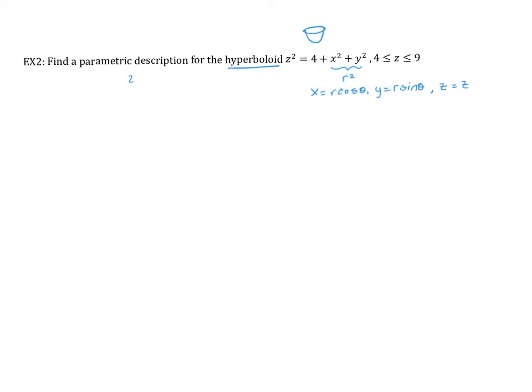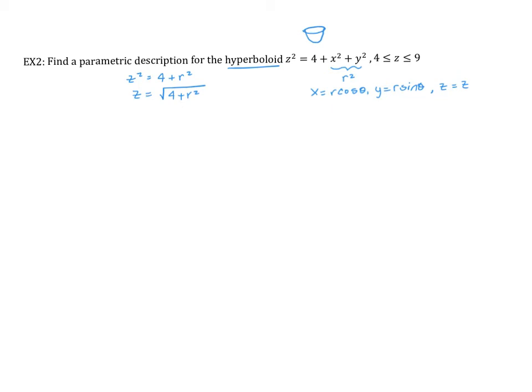So since z squared is equal to 4 plus r squared, then z is equal to, and I don't need the negative. Usually when you square root both sides, you have a plus minus, but notice my z values are going from 4 to 9. They're always going to be positive. So z is going to be the square root of 4 plus r squared.